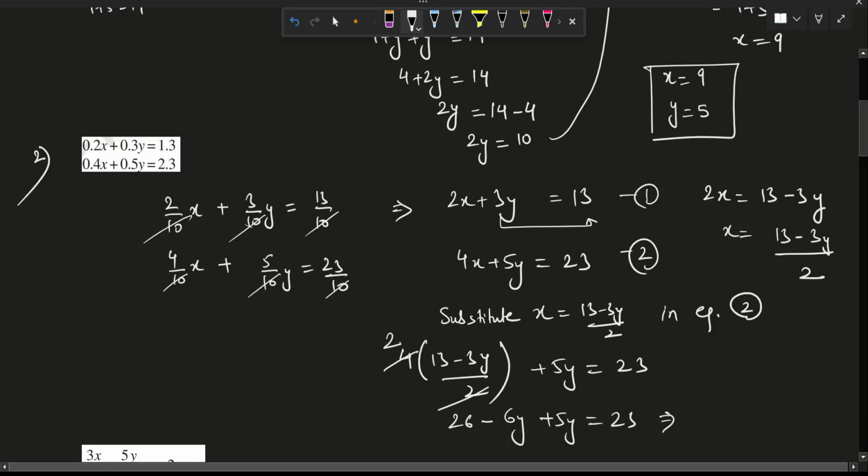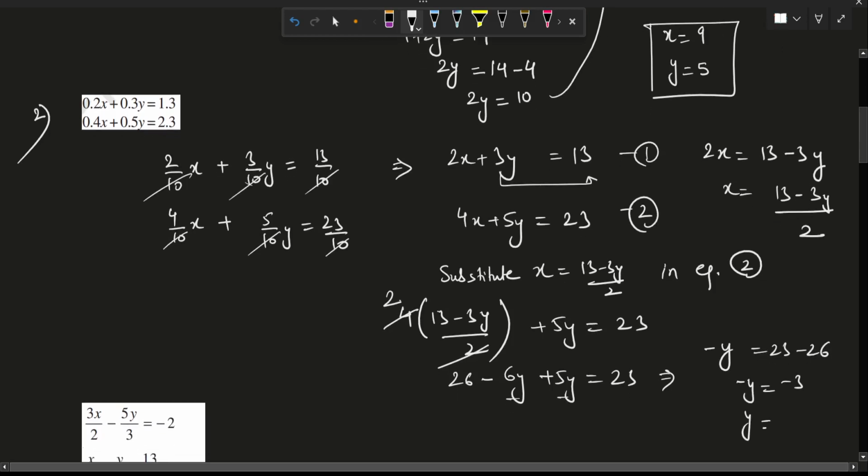So what do I get here? I'll get minus y, because minus 6 plus 5 is minus 1, equals 23 minus 26. So minus y is minus 3. From here I can say that y is equal to 3. I got the value of y as 3.